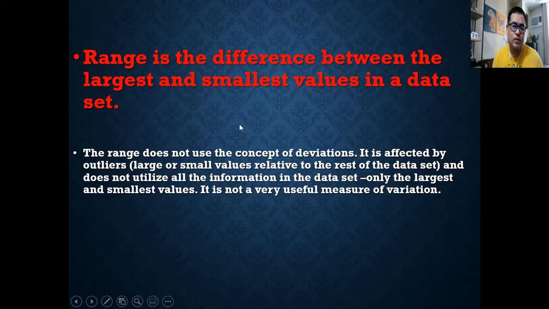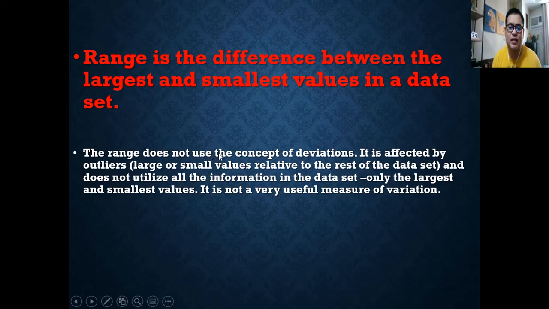So let's talk about range. Range is, of course, defined as the difference between the largest and the smallest values in a data set. Or if it is a given row of scores, this is the difference between the high score and the low score. Okay, so the range does not use the concept of deviations.